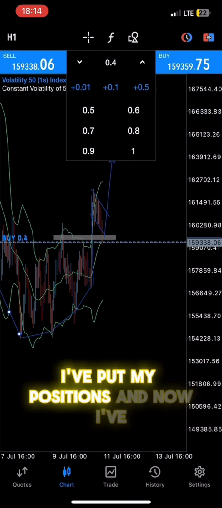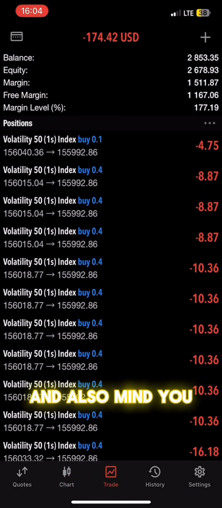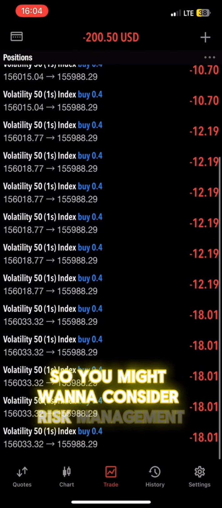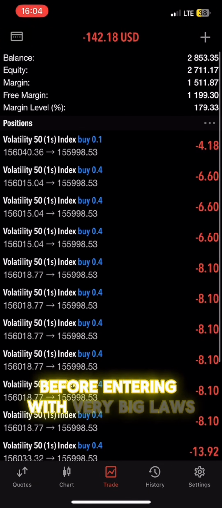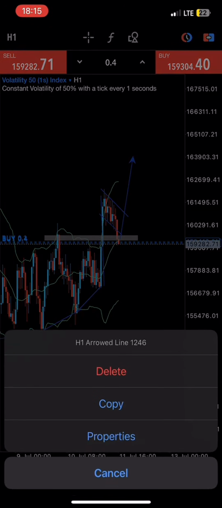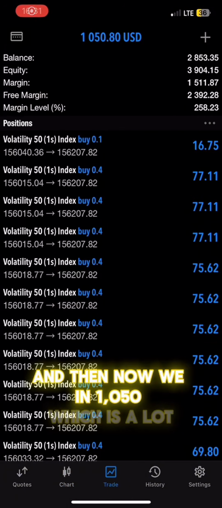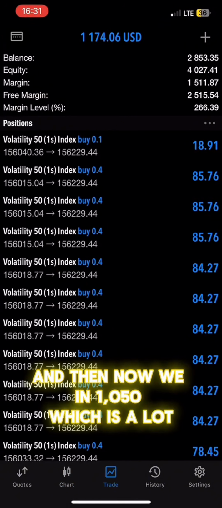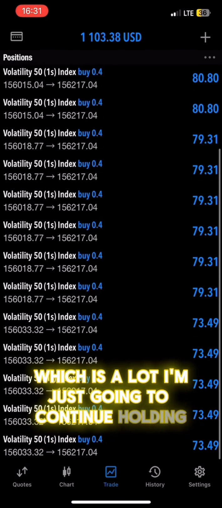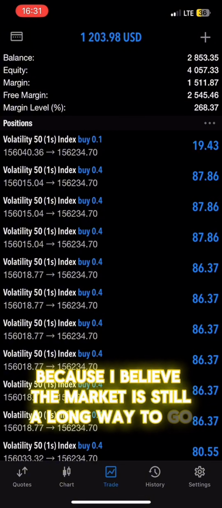I've put my positions and now I've increased to 0.4. Also, mind you, this is a very volatile trade, so you might want to consider risk management before entering with very big lots. Now we are at 1050, which is a lot. Our account is now at 4000, which is a lot. I'm just going to continue holding because I believe the market still has a long way to go.